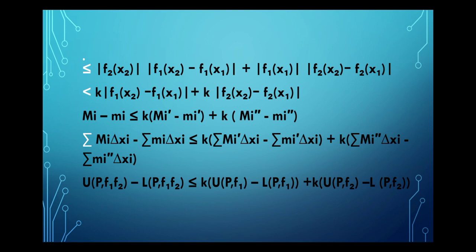Σ Mi Δxi − Σ mi Δxi ≤ k(Σ Mi' Δxi − Σ mi' Δxi) + k(Σ Mi'' Δxi − Σ mi'' Δxi). Upper sum U(P, f1 f2) minus lower sum L(P, f1 f2) ≤ k(upper sum − lower sum) + k(upper sum − lower sum).